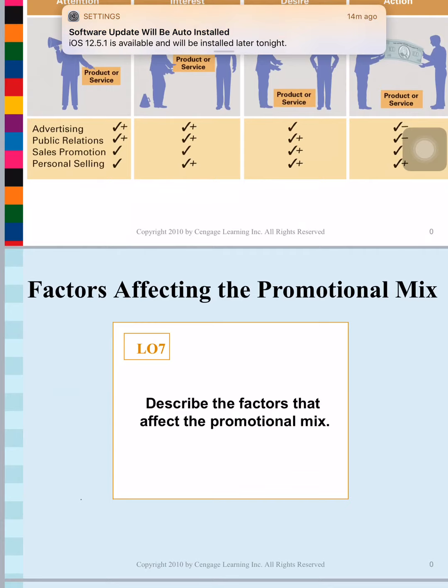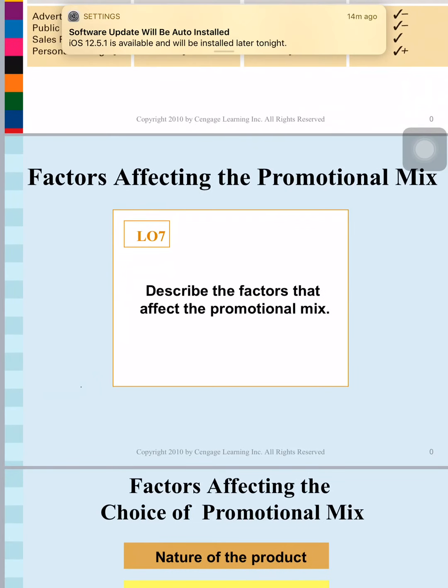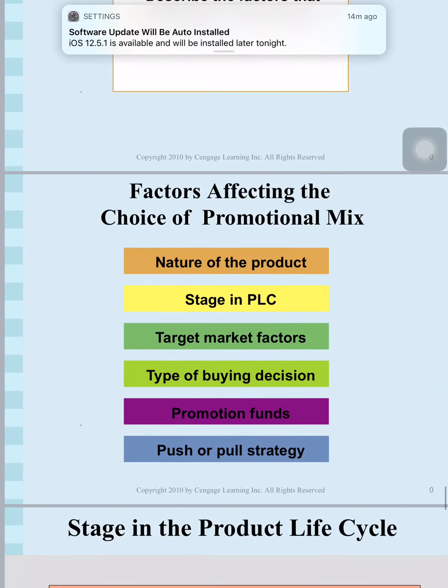So next is the factors that affect the promotional mix. Okay, these are the factors affecting the promotional mix. The first factor is the nature of the product. It doesn't mean that all products or services are suitable for advertising. Maybe you go for personal selling, for example, like insurance.